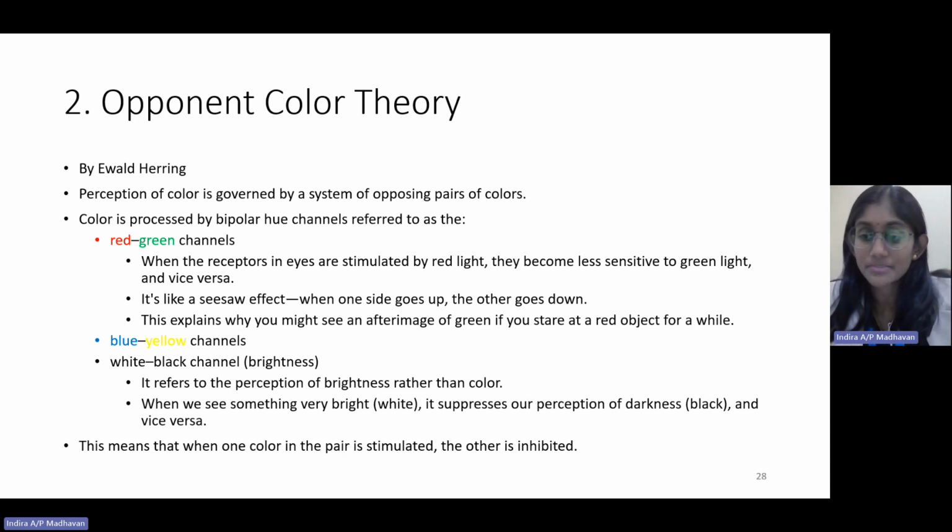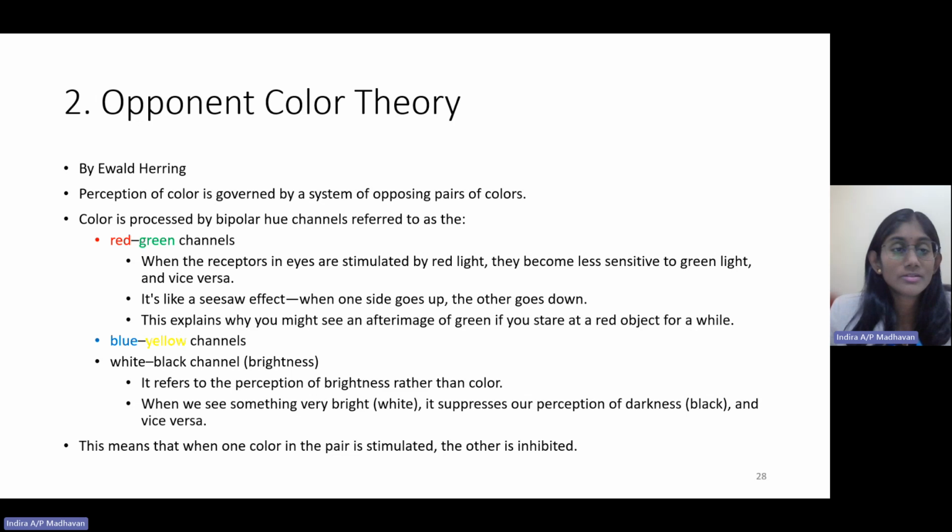He said that yes, there are three types of cones, but these cones have opposing pairs of colors. Perception of color is governed by a system of opposing pairs of colors. Color is processed by bipolar hue channels, so in each cone there is a channel. The first type of cone contains the red-green channel, the second cone is the blue-yellow channel, and the third one is the white-black channel. So there are three types of cones, each doing a different job.